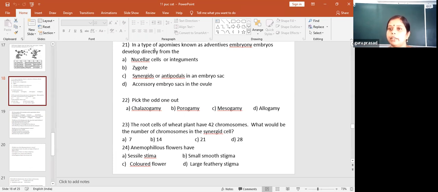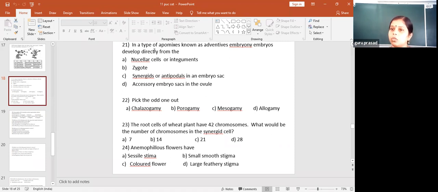Better if you write the options down. Chalazogamy means entry of the pollen tube through the chalazal pole. Porogamy means entry of the pollen tube through the micropyle region. Mesogamy means entry of the pollen tube through the integument region. Okay, what is allogamy then? Allogamy is not that. That's why it is the odd option.